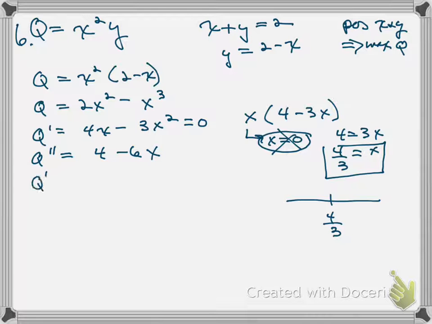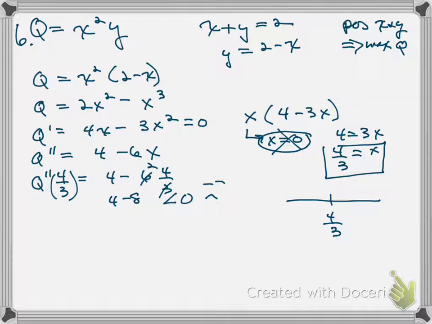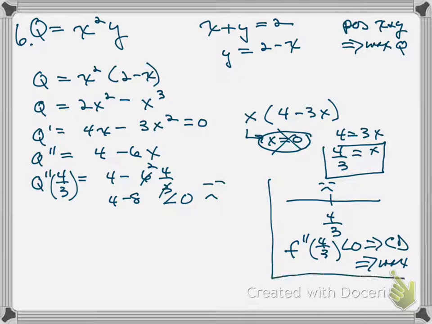That means evaluate this at 4/3, and that's going to give me 4 minus 6 times 4/3. That's 2, which is 4 minus 8, which is less than 0. And since it's negative, it is going to give me a max. So I can say that f prime prime of 4/3 is less than 0, which gives me a concave down, which leads to a max. So here's my sign chart and my statement right there.